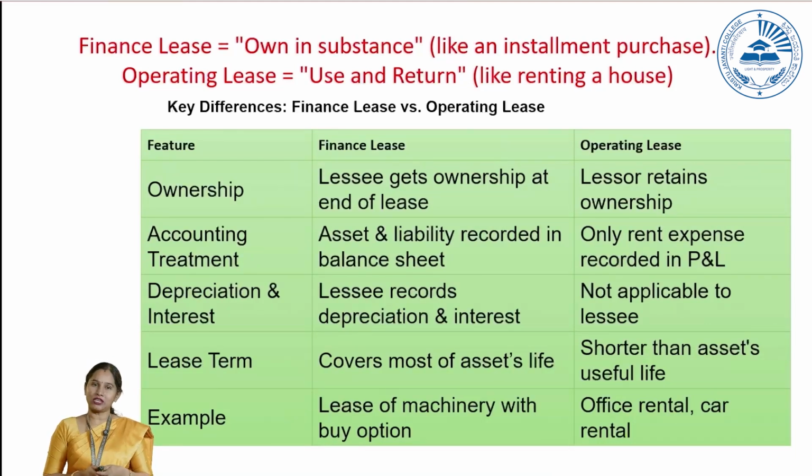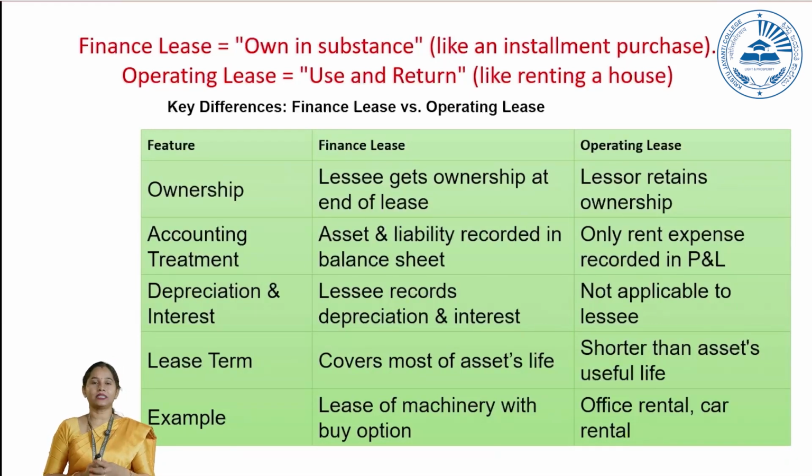With regard to depreciation and interest, the lessee records depreciation and interest because they are purchasing the asset on the basis of installment. That is the reason. Now, for the operating lease, there won't be any depreciation or interest charged on a particular asset. It will not be applicable in an operating lease. Lease term: it covers most of the asset's life, because it might be a building or land that they are purchasing. But in an operating lease, the term is shorter than the asset's useful life.